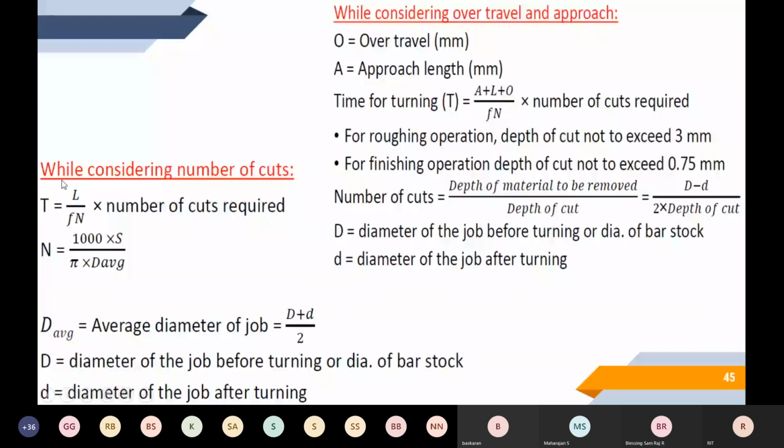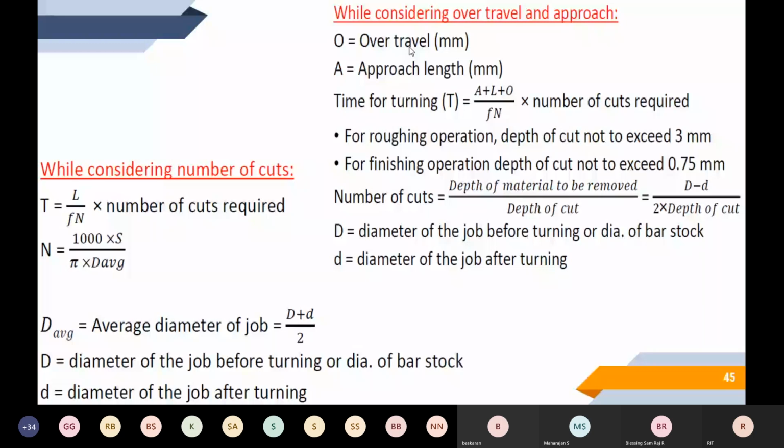For the machining time calculation, we must consider the number of cuts, that is, how many times we have to pass to remove the material from the job. So L divided by f N, into the number of cuts required for the job, is the common machining time calculation, where N is 1000 V divided by pi D average. Sometimes they may also ask about over travel and approach. Over travel is when the tool is no longer touching the job, but the carriage is still moving in the direction of the job. That time is called over travel. Approach length is the distance just until the tool touches the job, before machining has started.